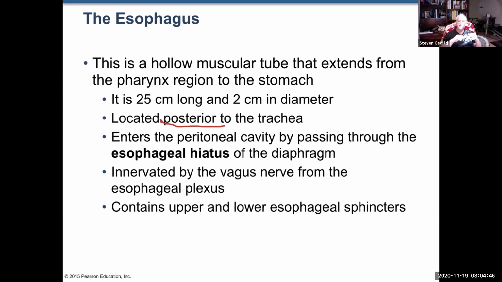The esophagus is innervated by the vagus nerve, cranial nerve number 10. It contains upper and lower esophageal sphincters. Sphincters are circular muscles that control what goes in and what goes out.